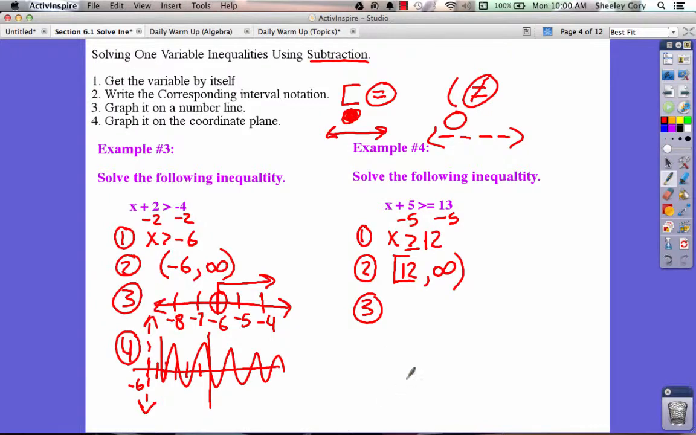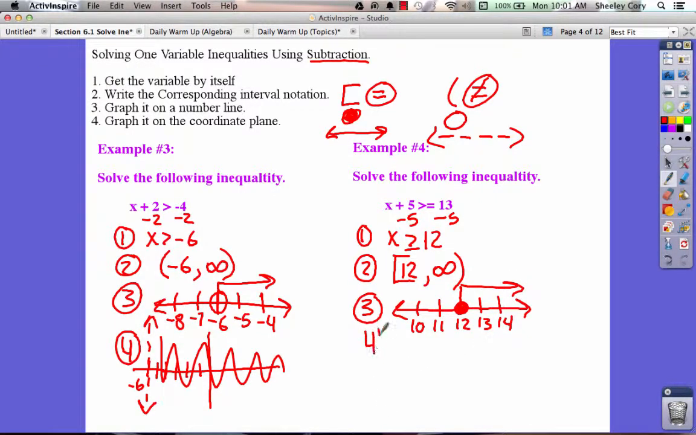Part 3, graph it on a number line. So I'm going to mark the number line, 12, 13, 14, 11, 10. And then because I can equal 12, x is greater than or equal to 12, I'm going to use a closed dot. Greater than means I'm going to mark it to the numbers that are greater than. Well, 13 and 14 are both greater than, so I mark it that direction.